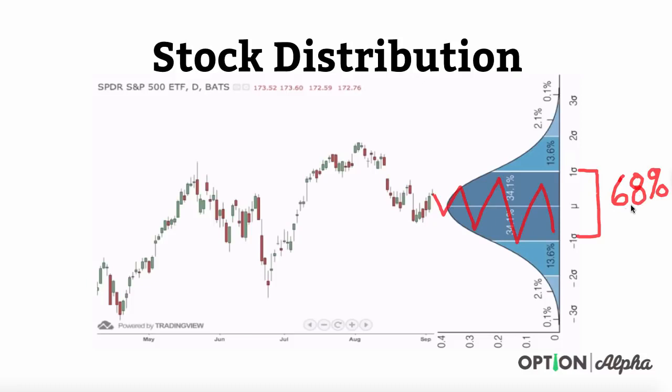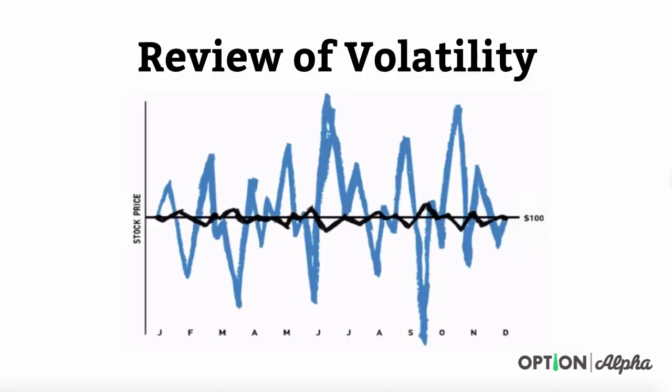And so it's really, really helpful to understand where a stock might move 68% of the time, because then we can build a strategy around that movement or take advantage of that possible movement. And this is how we get to high probability trading. Now, as we go forward, let's first do a quick review of volatility, because all of this normal distribution and stock distribution stuff has a hinge, and that hinge is volatility in option pricing.